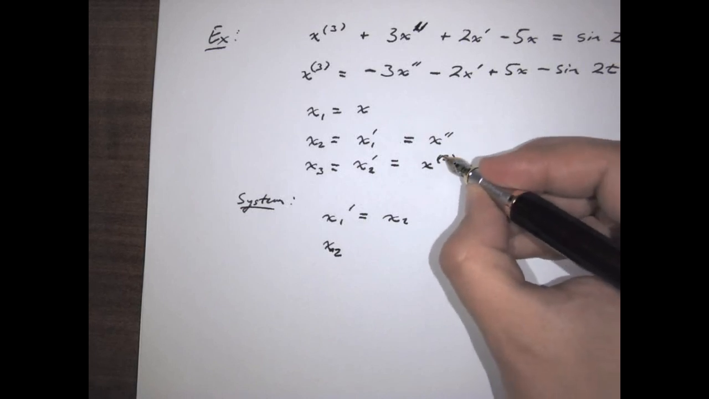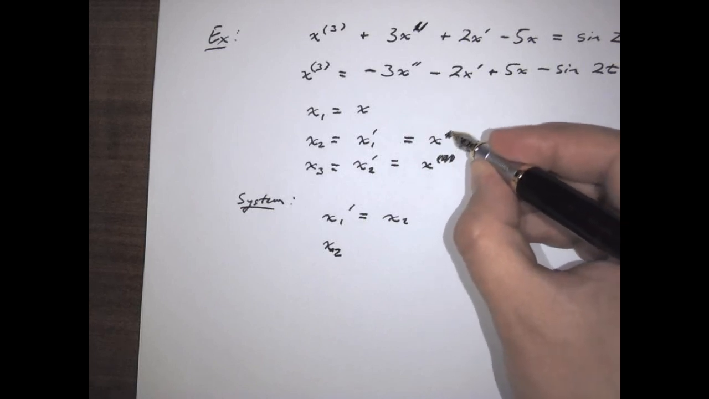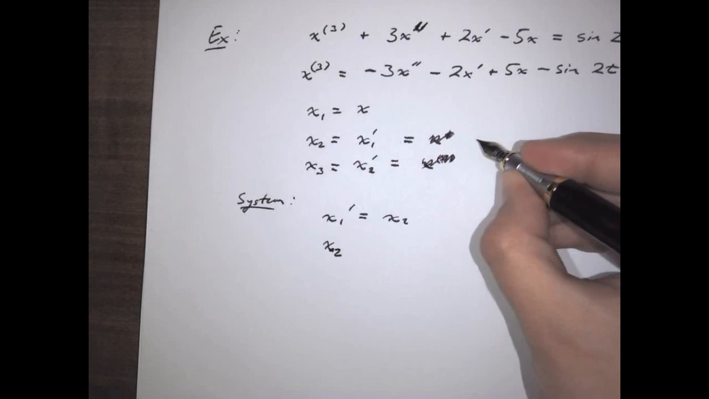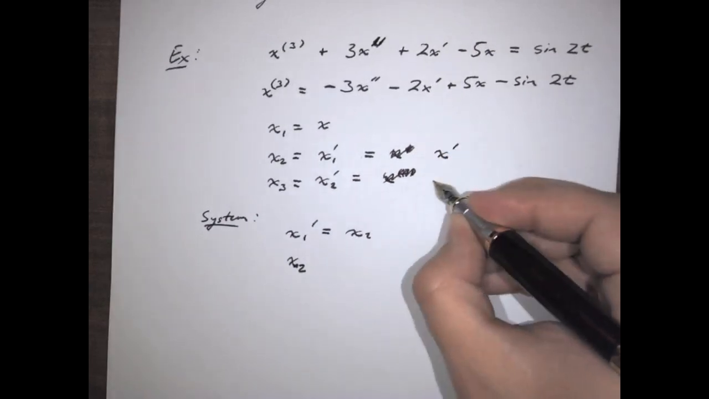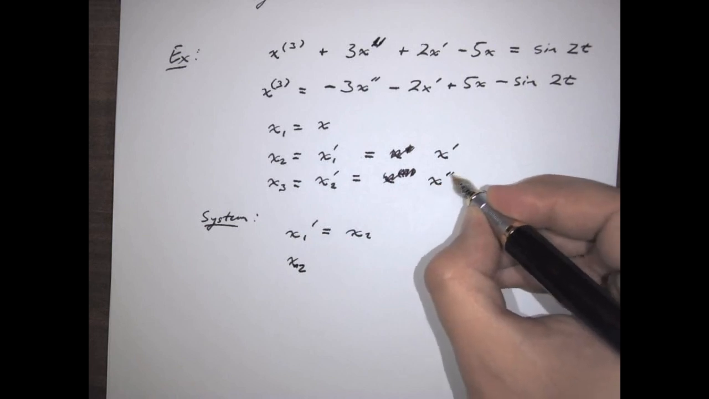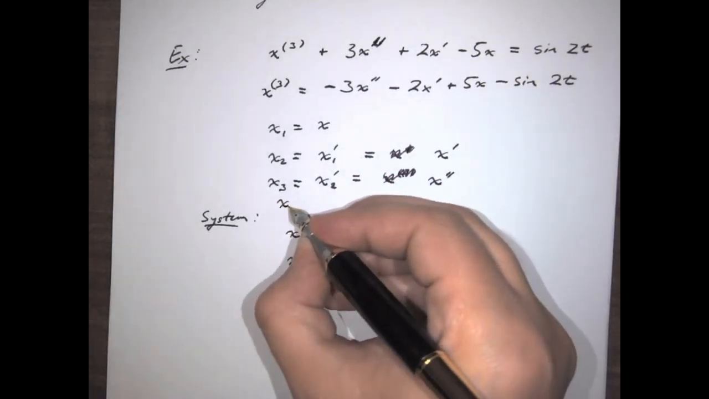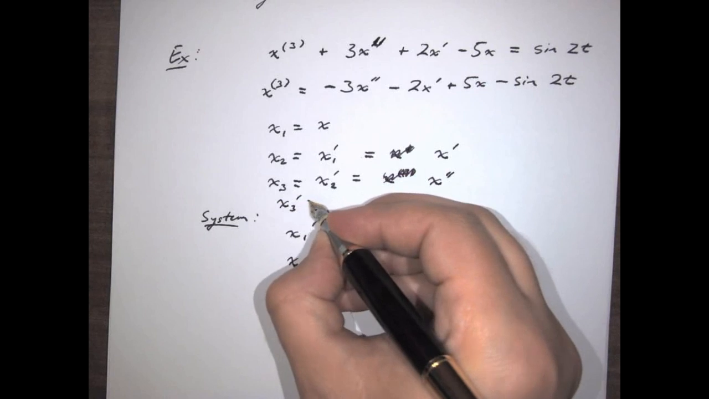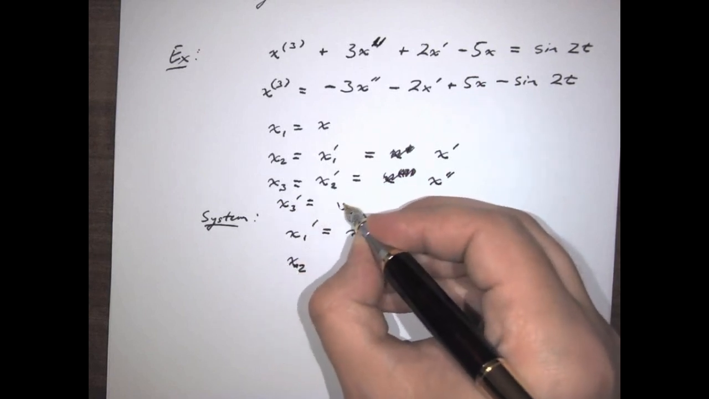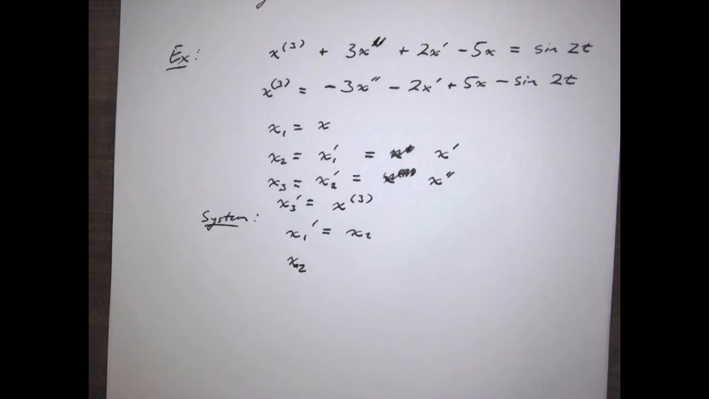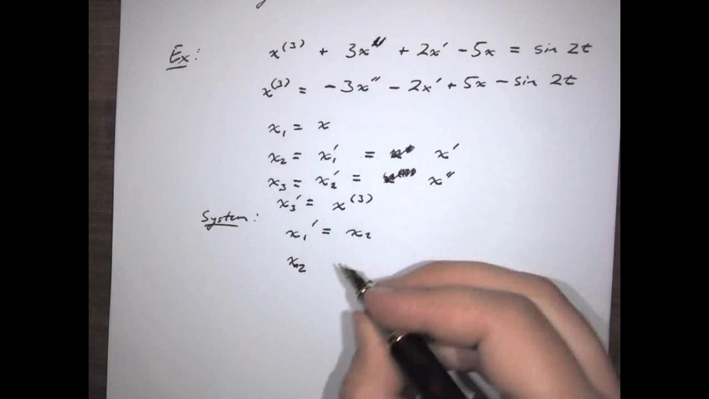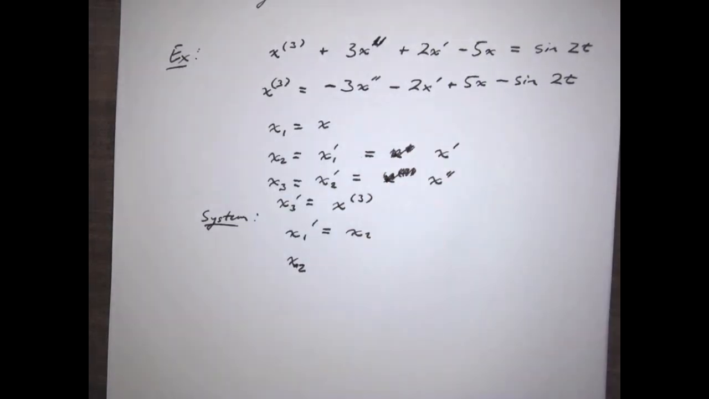Oh, sorry. Ignore what I just wrote. So this is just x prime. This is x double prime. And that would mean that x3 prime would be the same as x triple prime. Sorry about that. It's easy to lose track of which derivatives are which here.